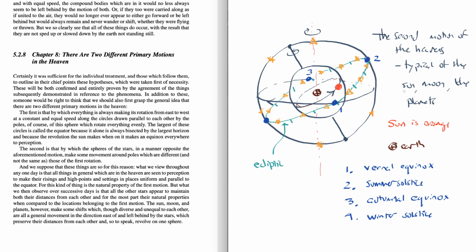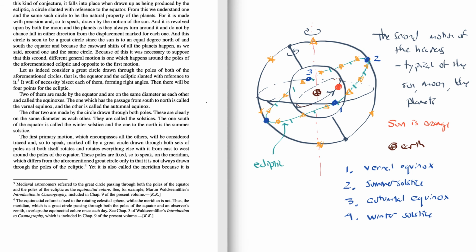Okay, so what I'm going to do now is stop here, and in the next lecture I want to jump back into chapter 5 and discuss some of the arguments that Ptolemy provides for why he thinks that the Earth is exactly at the center of the celestial sphere.